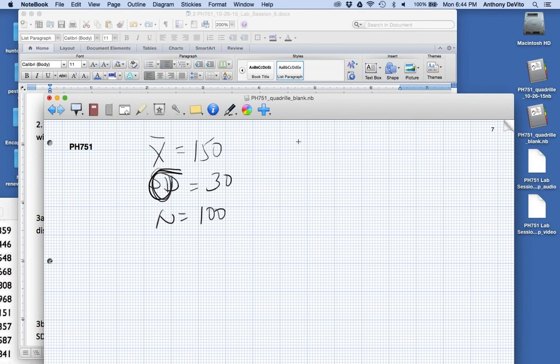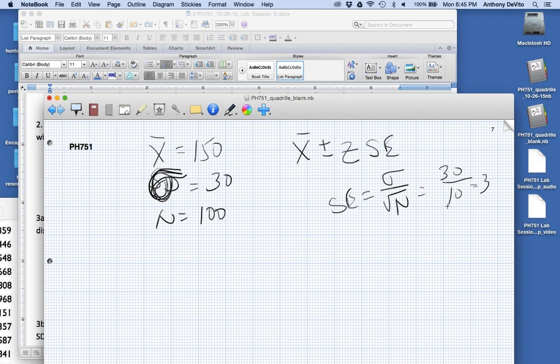Okay, so now we have to calculate our confidence interval. We're going to say x bar plus or minus some value for z. I'm saying z because we know sigma, so we're going to work with z, some value for z times the standard error. First I need that standard error. It's going to be equal to the standard deviation of the population over the square root of the sample size, which is 30 over 10, in other words, 3. That's going to be our standard error.